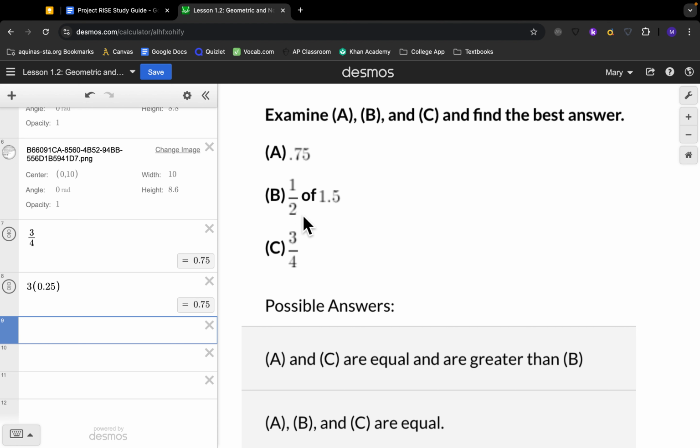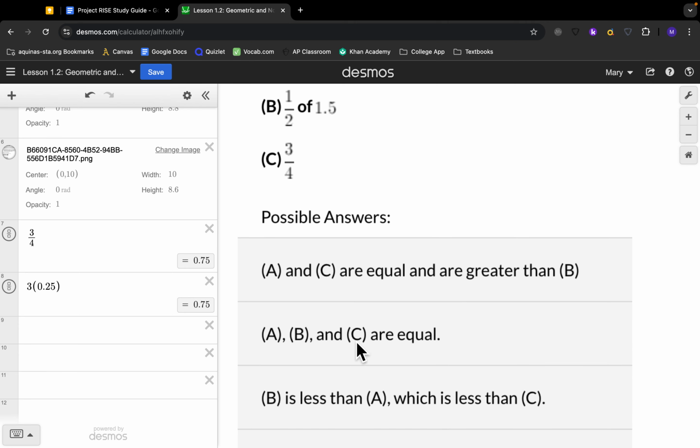Then it's telling us 1/2 of 1.5. Well, sticking with the theme of the quarters, 1.5 can be thought about as $1.50. We know that 4/4 are $1, and then we need another 2/4 to make 50 cents. So in total, we would have 6/4 to equal $1.50. And 1/2 of 6/4 would be 3/4. And we already know that 3/4 equals 0.75, which means options A, B, and C are all equal to each other, and that is option choice 2. A, B, and C are equal.